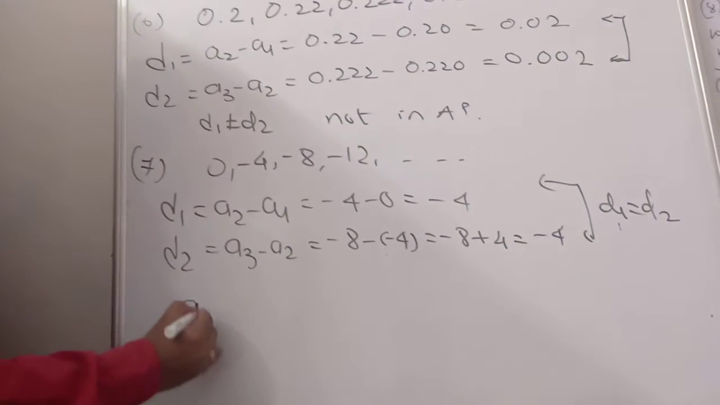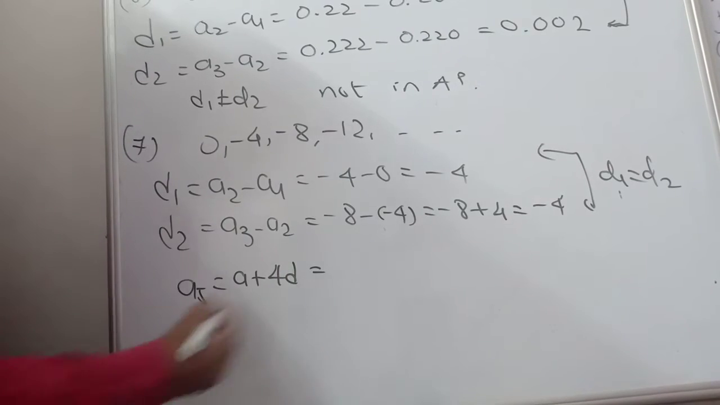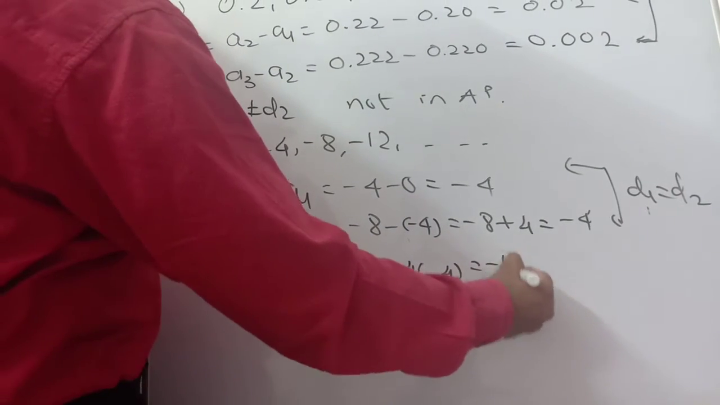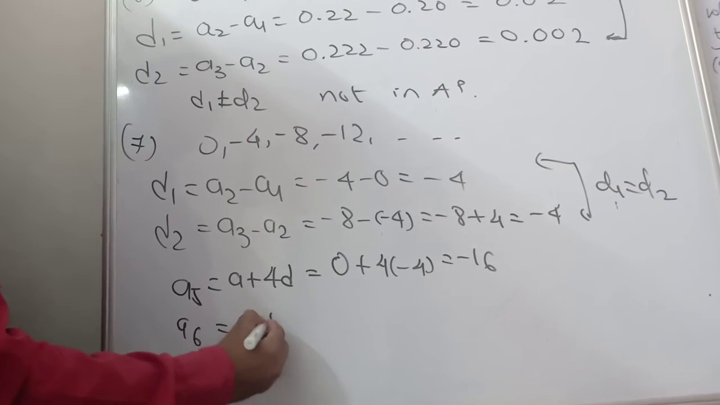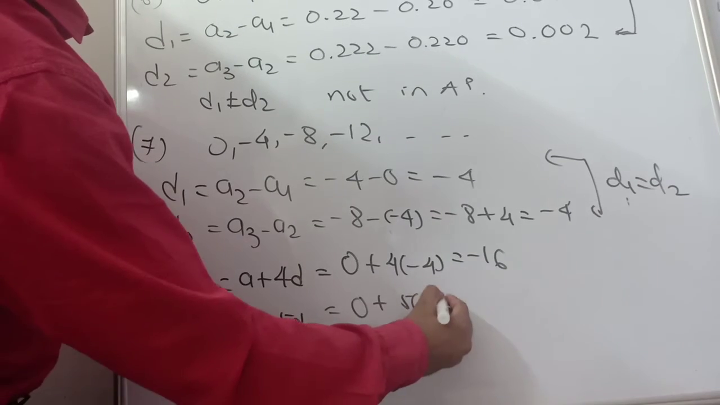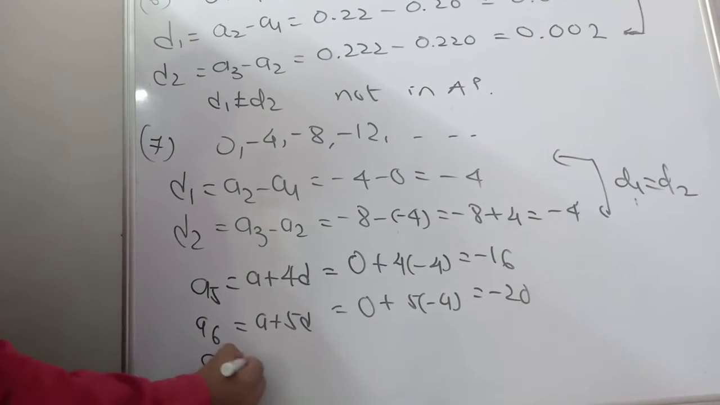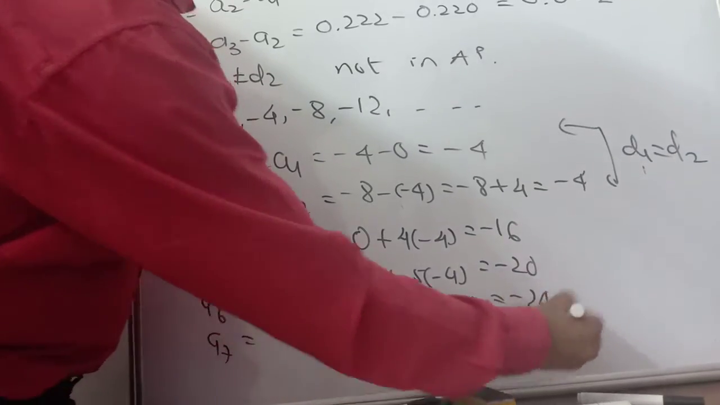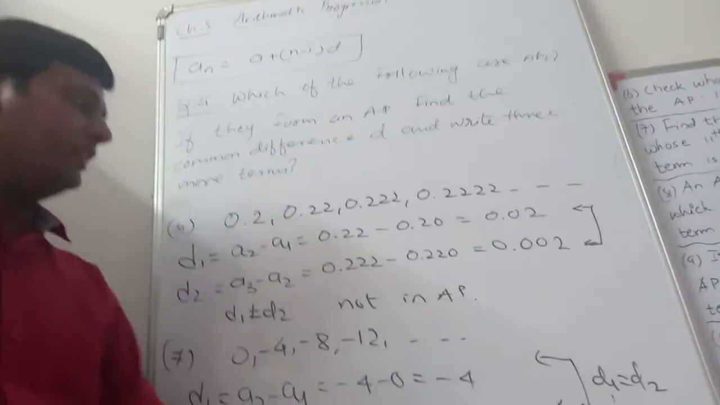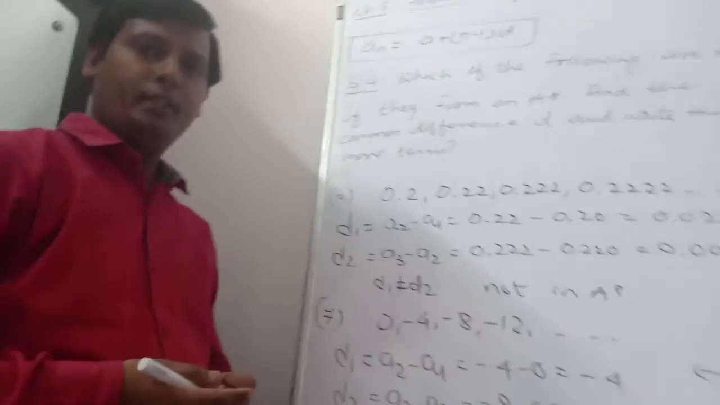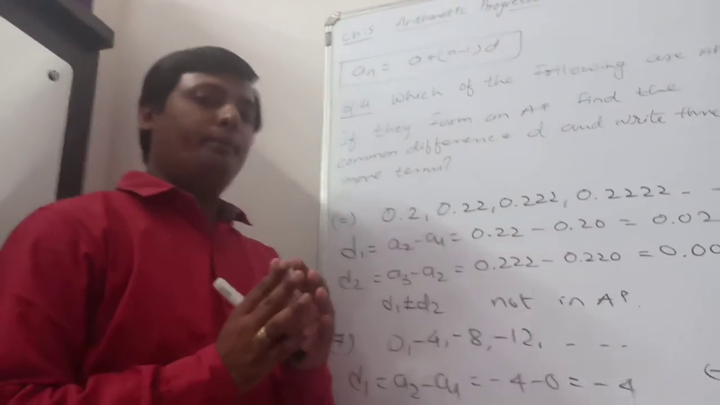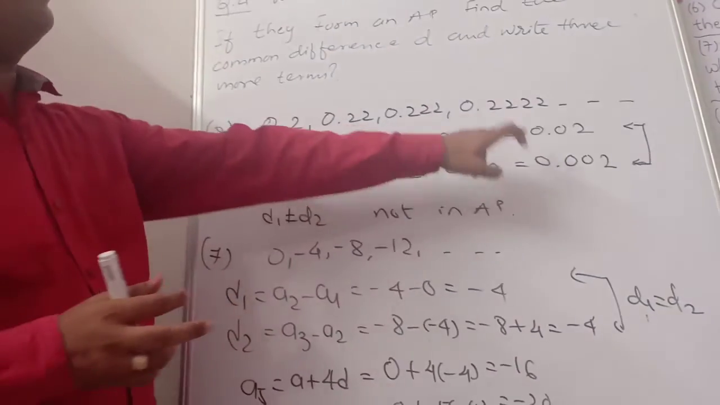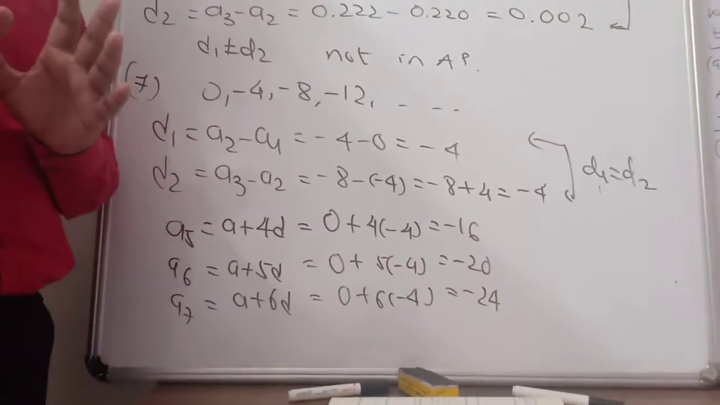Clear? So we find the fifth term. The fifth term is A plus 4D. Here A is 0, plus 4 into D, which is minus 4, so we get minus 16. The sixth term is A plus 5D, that means 0 plus 5 into minus 4, so minus 20. A7 is A plus 6D, that means 0 plus 6 into minus 4, which is minus 24. Understand? So we check the AP and find the terms. By the definition of AP, each term differs from its preceding term by a constant. Where the constant is not the same, it is not an AP. Where the constant is equal, it is in AP. Clear?